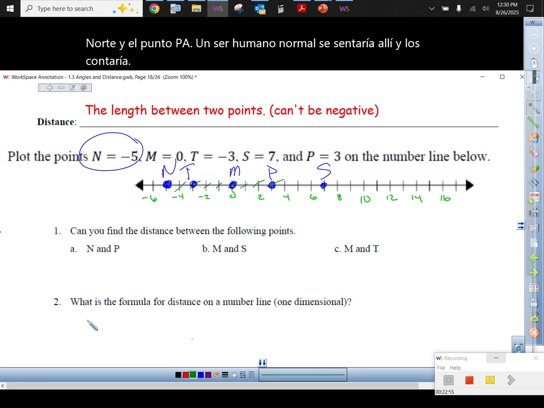So here's what we do. All we got to do is subtract them. So if you would write x1 minus x2, you got to subtract them from each other. But there's a catch. I got to make sure this comes out positive. Hays to Salina, 90 miles. Salina to Hays, 90 miles. It's got to be positive.